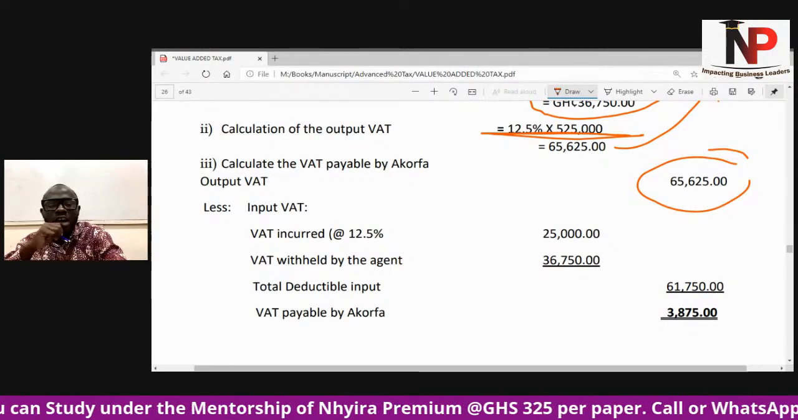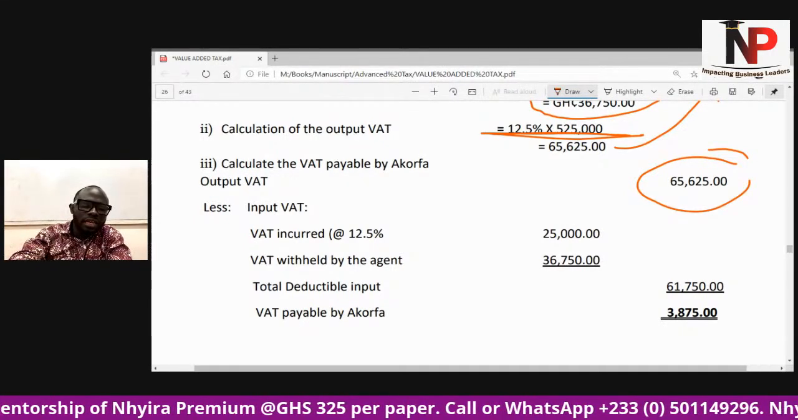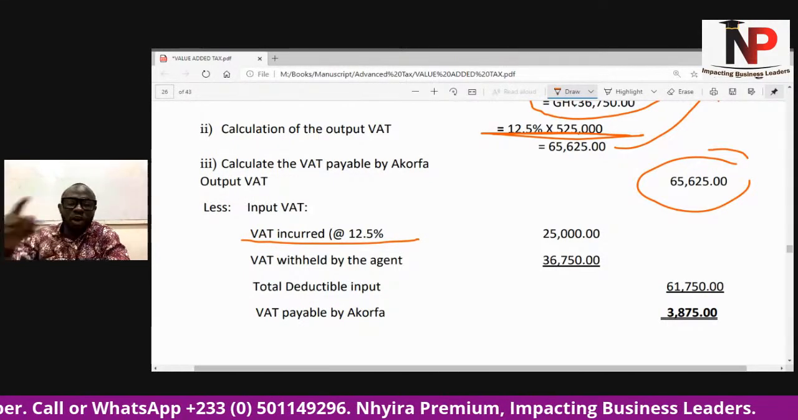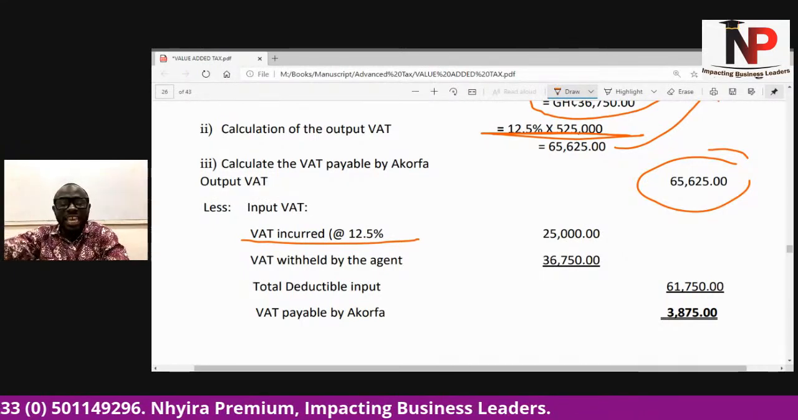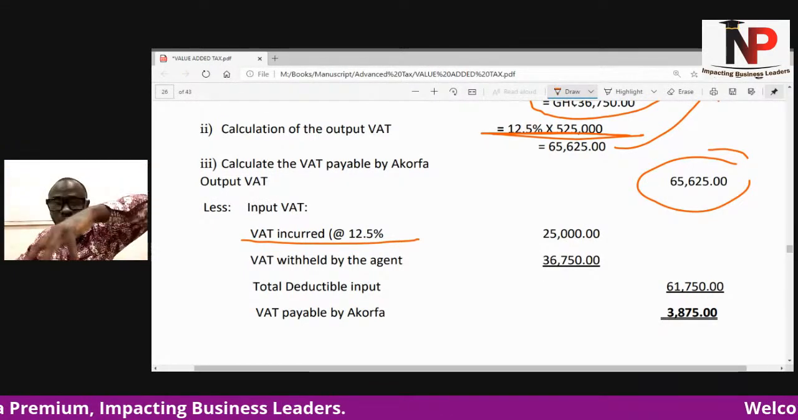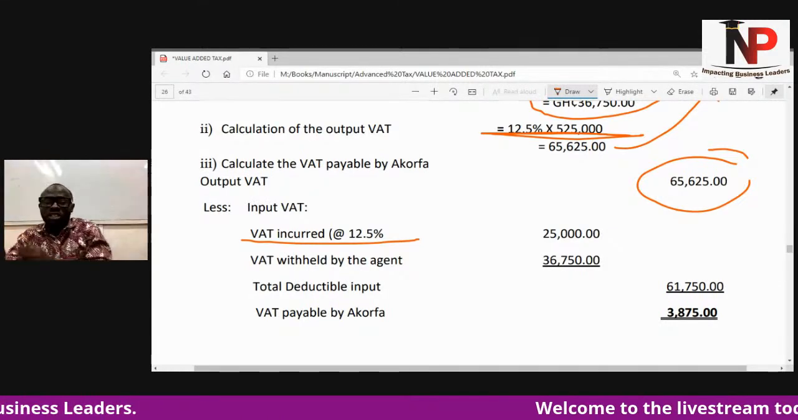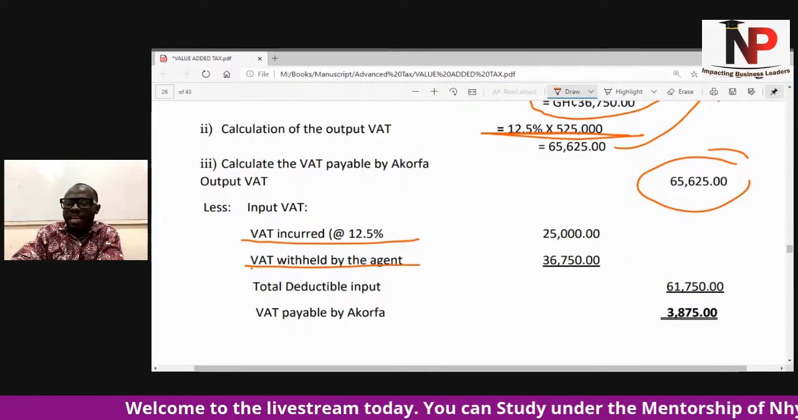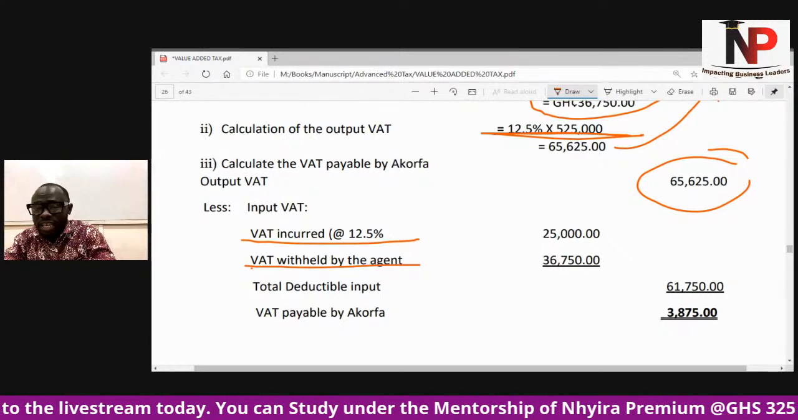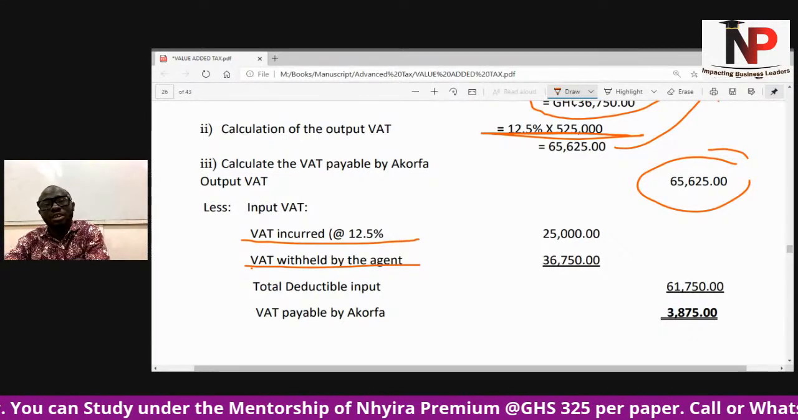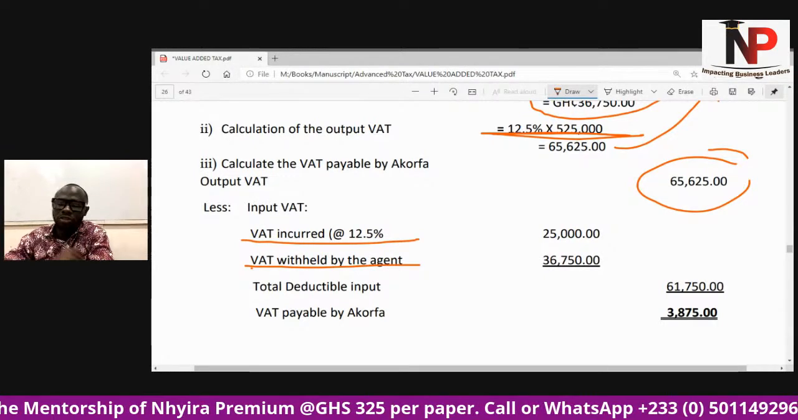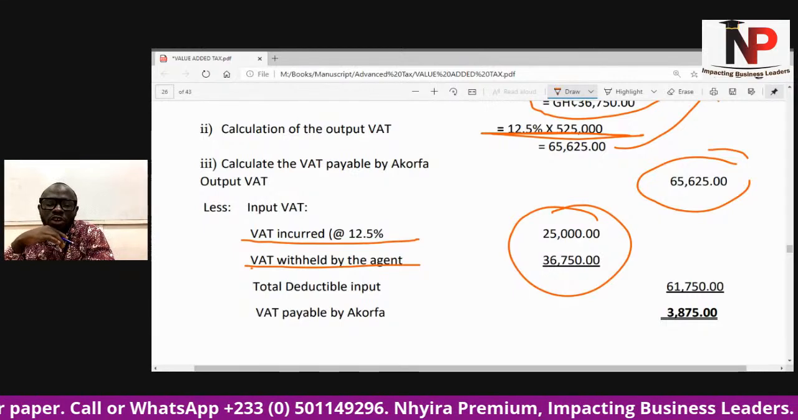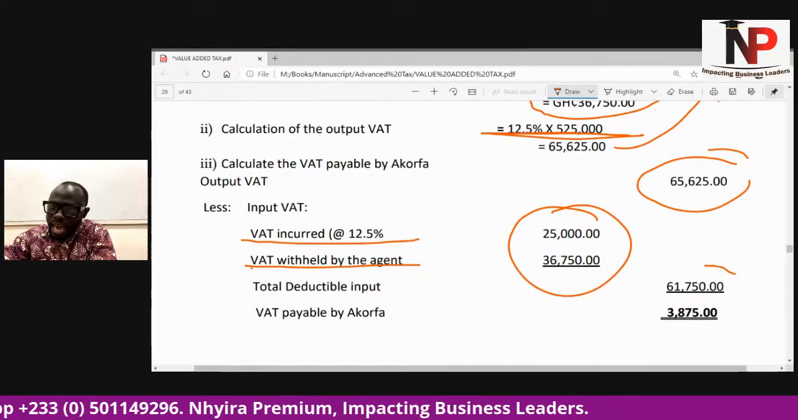Then we bring in the input VAT. Remember, there is a VAT incurred of 25,000, because that is what we are told that he incurred. So when he was buying his goods, when he was buying the equipment, this was the VAT he incurred, 25,000. Then the VAT withheld by the agent, 7% on the taxable value, 36,750. That is also brought in. So the two of those become a deduction for ACCA Vignon, so that becomes her input VAT.